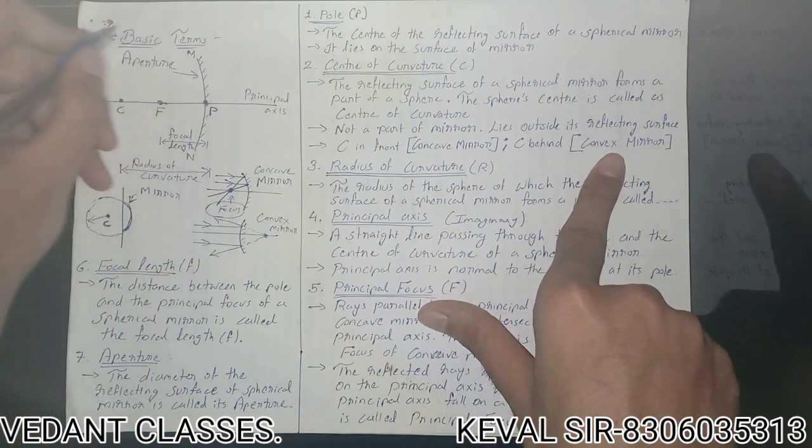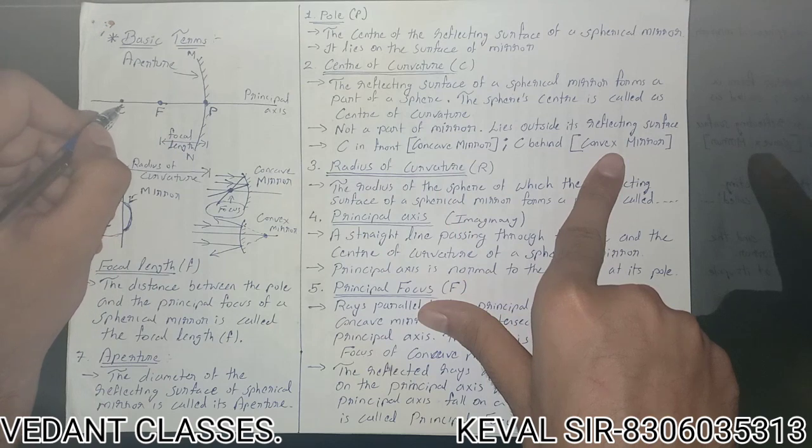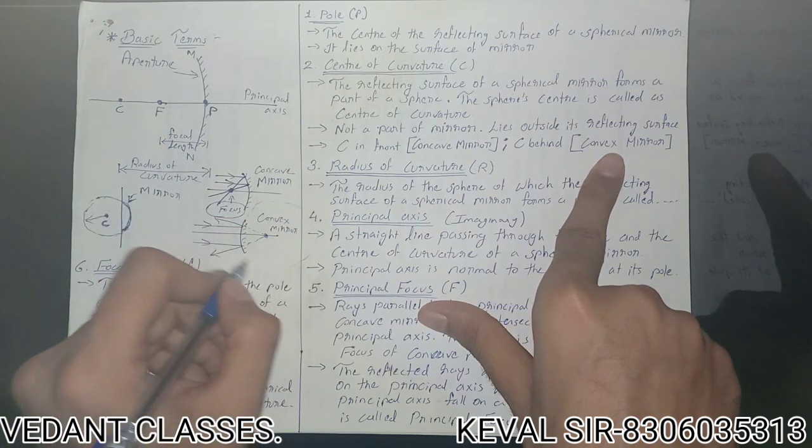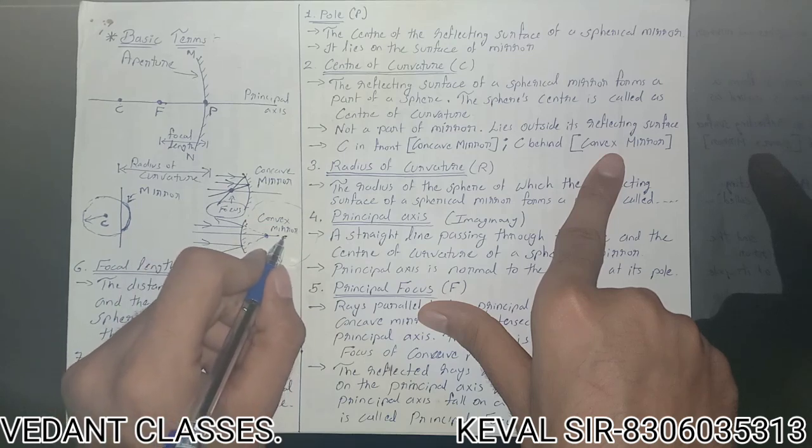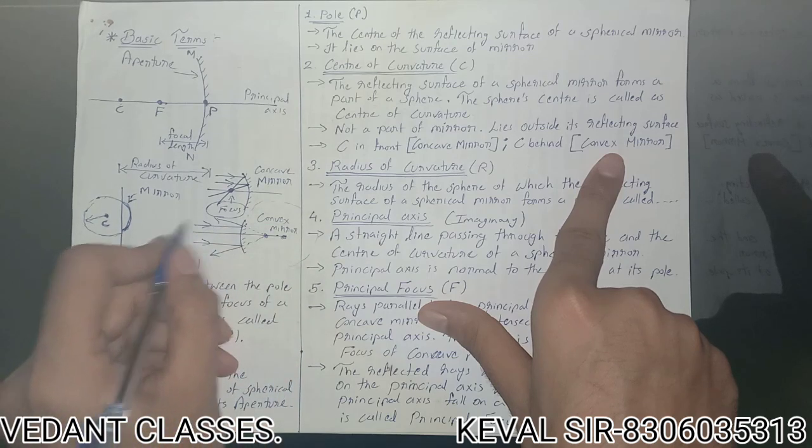Now we can see that here the sphere is forming like this, so C will be here, and for the convex mirror it will be behind the mirror, because C will be somewhere over here for the convex mirror, so it will be behind the mirror.